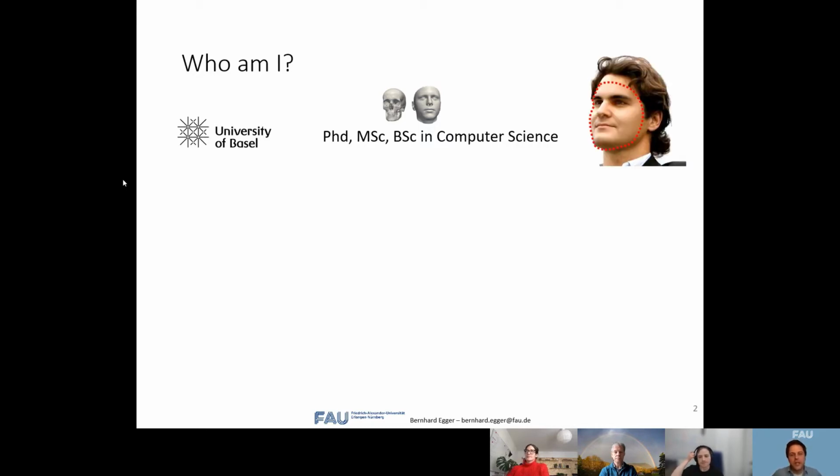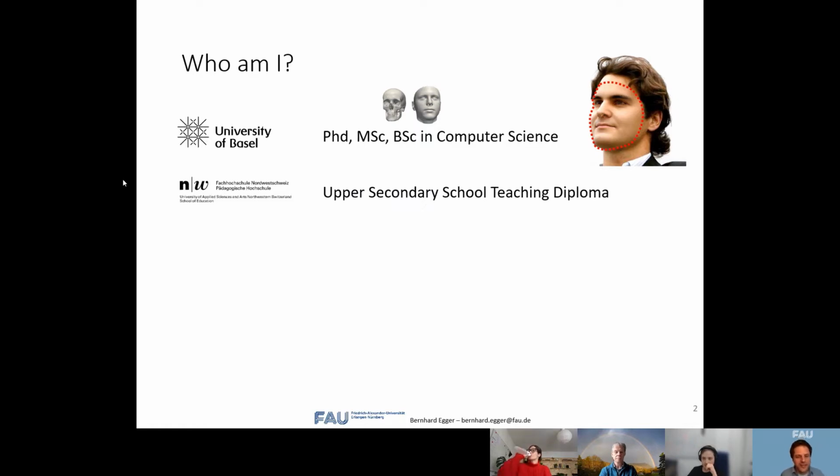In my PhD, I then switched to image analysis. So given a 2D image, could we reconstruct the 3D face behind that 2D image? I also did a small side trip during my master's and did an upper secondary school teaching diploma. That's not super relevant for today. I will not show you the smileys, but I also have some fun smileys that explain all the shape modeling stuff for high school students.